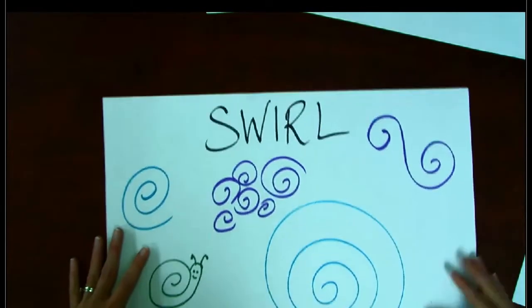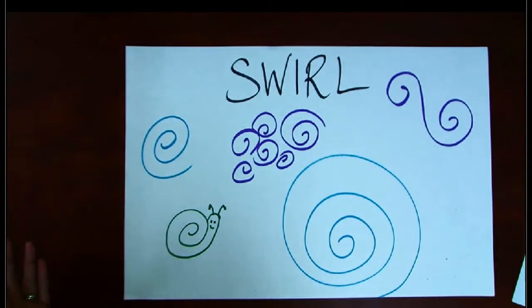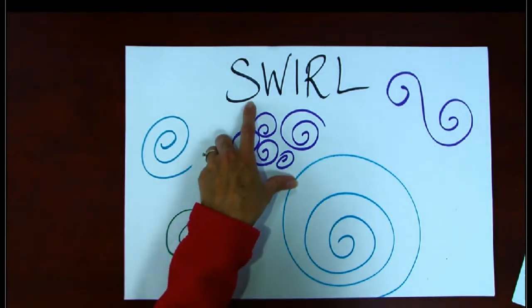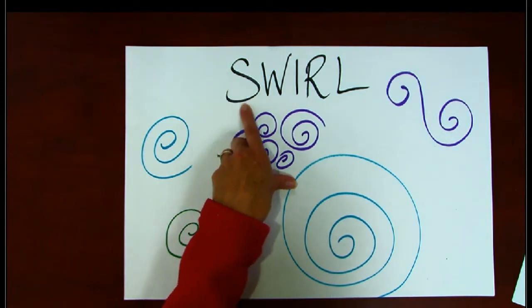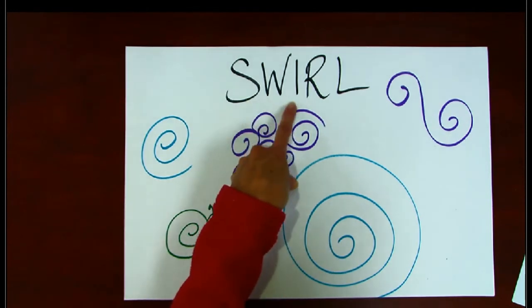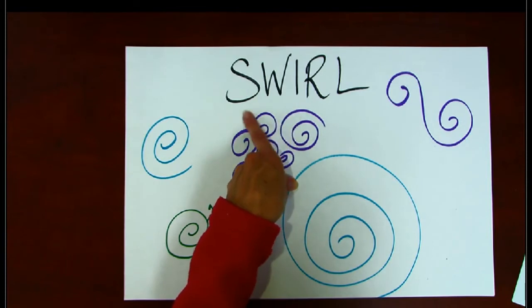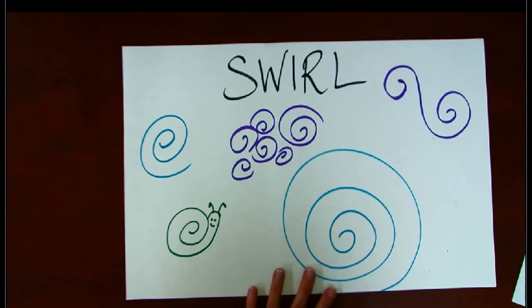And then I saved the best for last because this is my favorite line of all. This is called the swirl line. And the swirl line is just a lot of fun. I think I might like swirl lines just because it has that S in there. And my first name starts with an S, Sonia. So S, swirl. When I think swirl, I think lollipops, I think ice cream, I think tons and tons of fun. So that's why I like the swirl line. And it's also super fun to make.